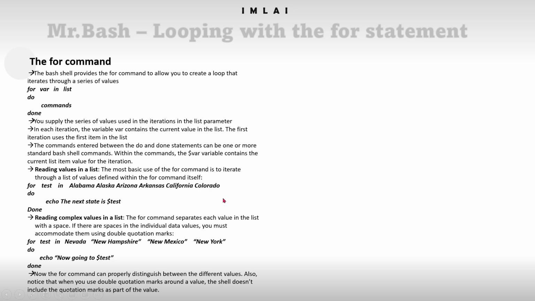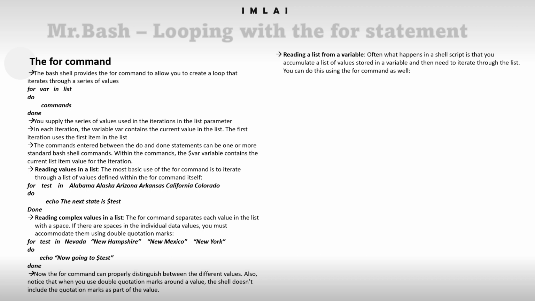The for command separates each value in the list with a space. If there are spaces in the individual data values, you must accommodate them. So we use double quotation marks. That's what we have done. By adding these double quotation marks, we are able to keep the spaces in between as well.